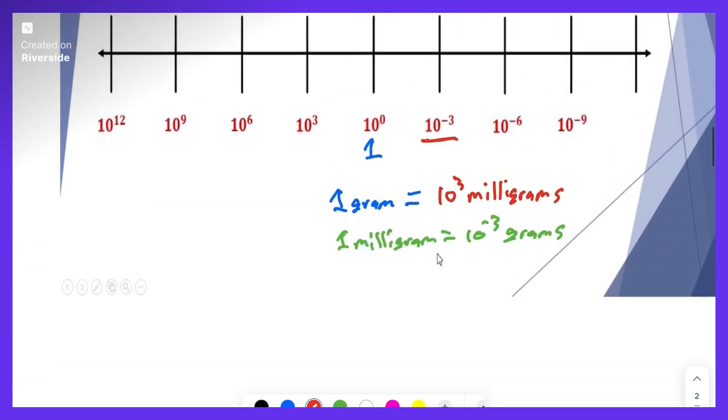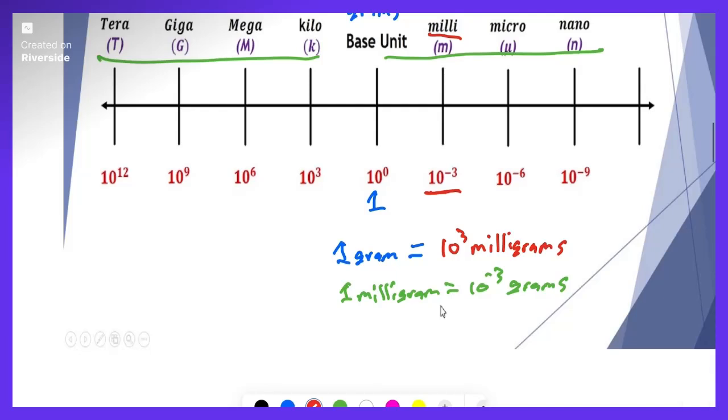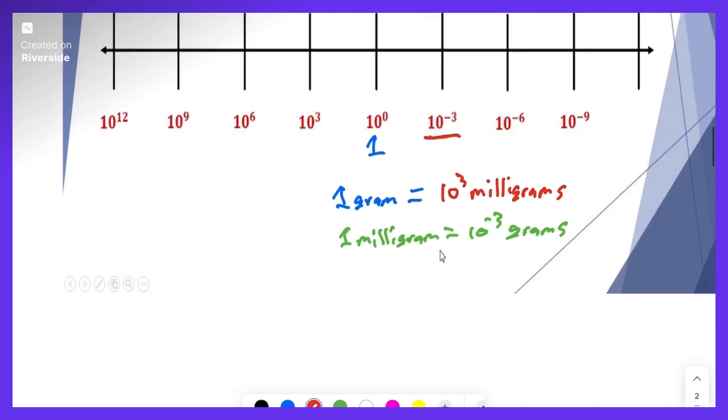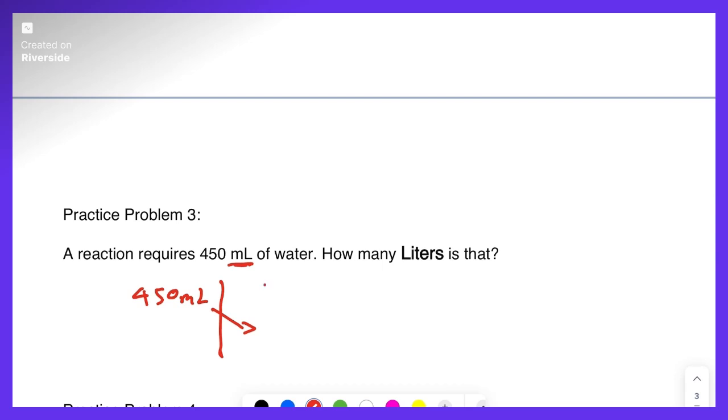Well, let's go back to our scale. This scale tells us that there's 10 to the negative 3 liters in 1 milliliter, right? If we think of our base unit as liters. So it says 1 liter is equal to 10 to the 3 milliliters. So we can cross off our units, and now the unit that's left is liters, and all we have to do is do 450 divided by 10 to the 3, and that equals 0.45 liters.